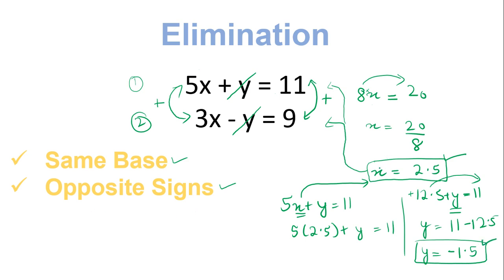Now you can either just leave it like that, x equals this and y equals this, or you can write it in a coordinate format. In a coordinate format, the first one is always your x and the second one is always your y, and you have a comma in between. So x is 2.5, comma, y is negative 1.5. So that's how you figure out the answer. But you just have to remember to look at both the equations. In both the equations, you have to see that the bases are the same and the signs are opposite. If that's not the case, then you have to change it and make sure you have the same base and the opposite signs, and then you solve, you eliminate, and then you find out the answers. Now let's see another example for that.